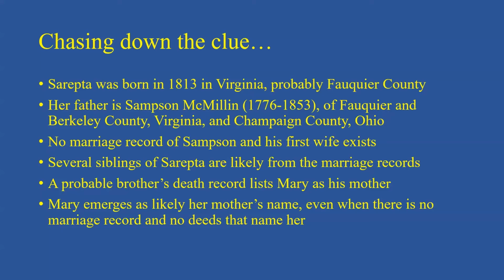Several siblings of Sarepta are likely from the marriage records, and we know who those are. We try to trace all the McMillans around. We have a probable brother's death record, which lists Mary as his mother. So Mary emerges as the likely mother's name, even when there is no marriage record and deeds that name her. I'm able to tease it out of the Bible just because of using other death certificates of probable siblings and looking at the name as it's used in this Bible record. But we can't be 100% sure ever in this situation. We don't know, but we can tease it out as a strong possibility.